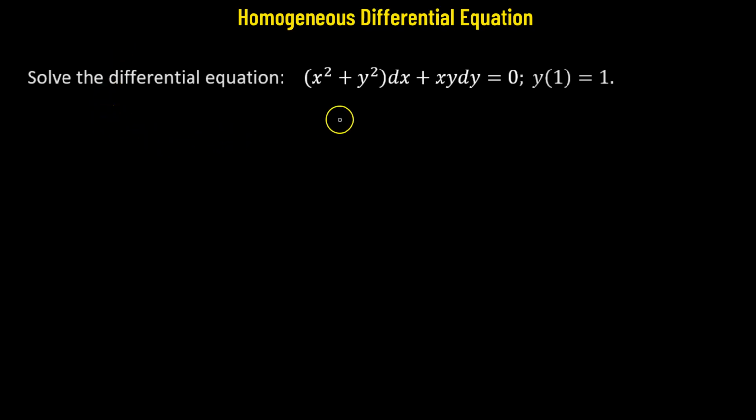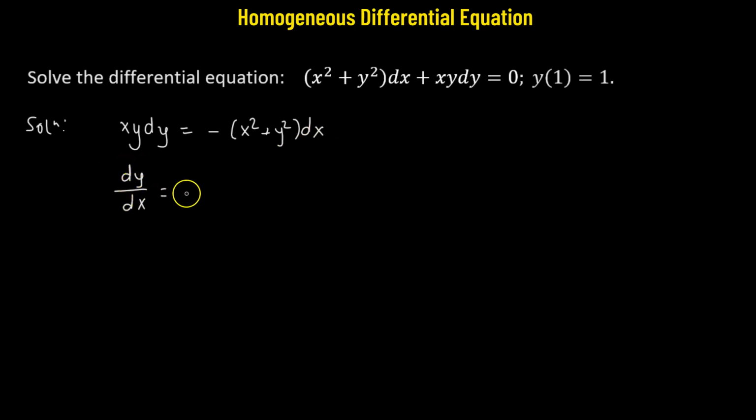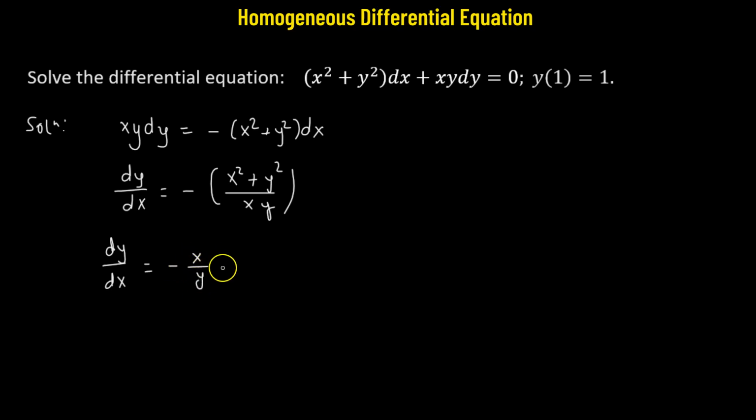So let us solve this initial value problem. We'll begin by rewriting this given differential equation. So we'll keep the second term and take the first term to the right hand side. So that will be negative of x squared plus y squared dx, which can also be rewritten as dy over dx equals negative x squared plus y squared divided by xy, or simply dy over dx equals negative x over y minus y over x.